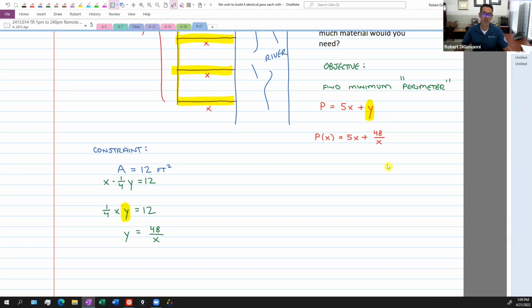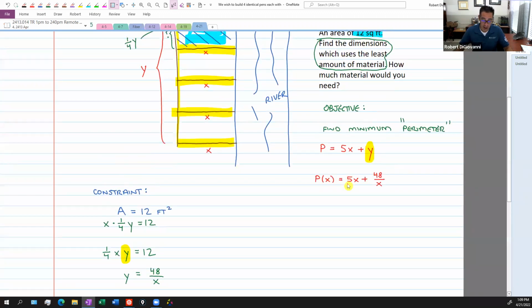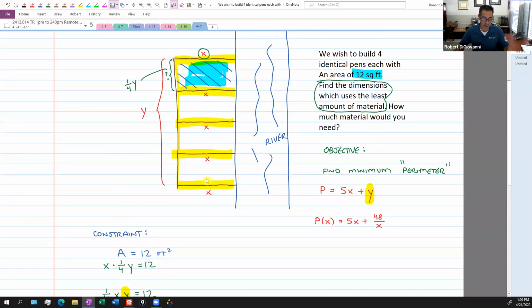Remember my poem, my English class when I was in middle school? Two roads diverged, right? You have to make a choice here. Is this going to be an open interval or a closed interval? So let's think about X. How small can X be? How big can X be? Well, I can make X as small as I want, but I can't make it 0, right? Because if it's 0, I will have no area.